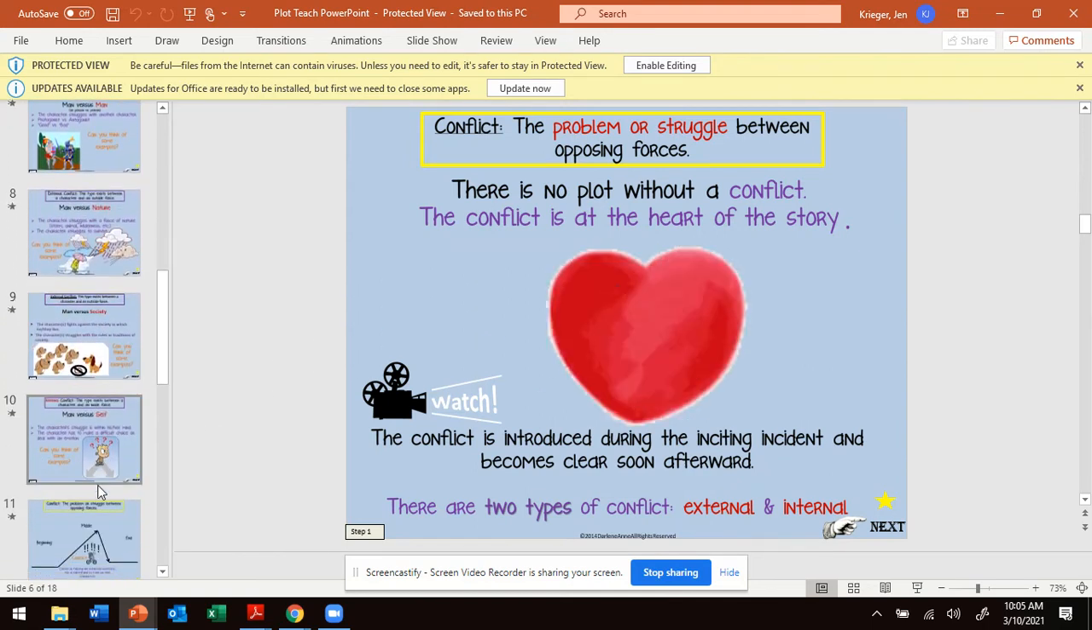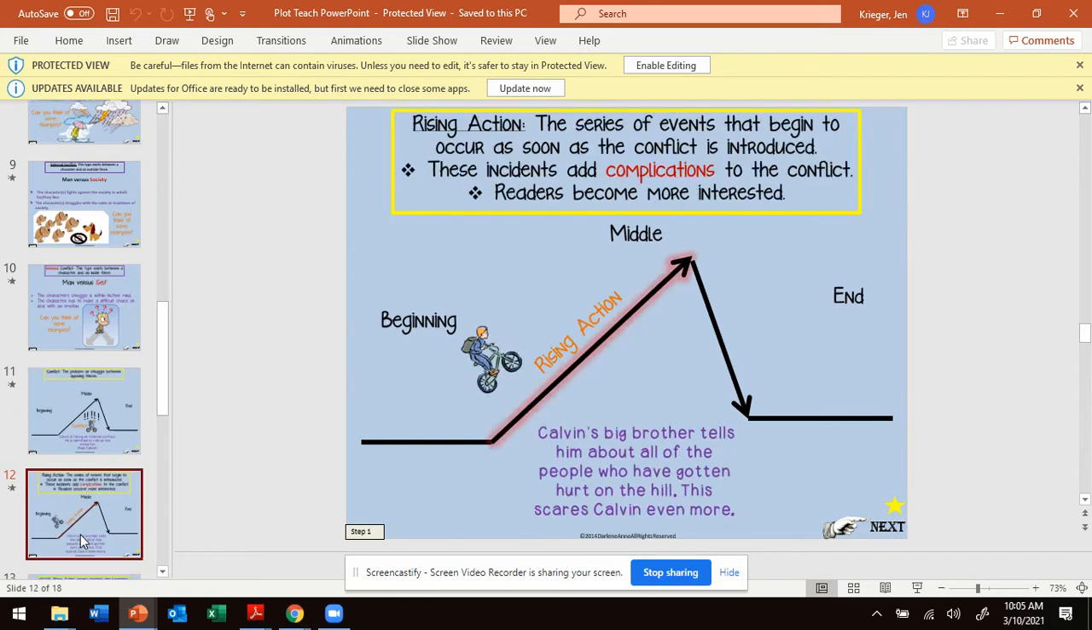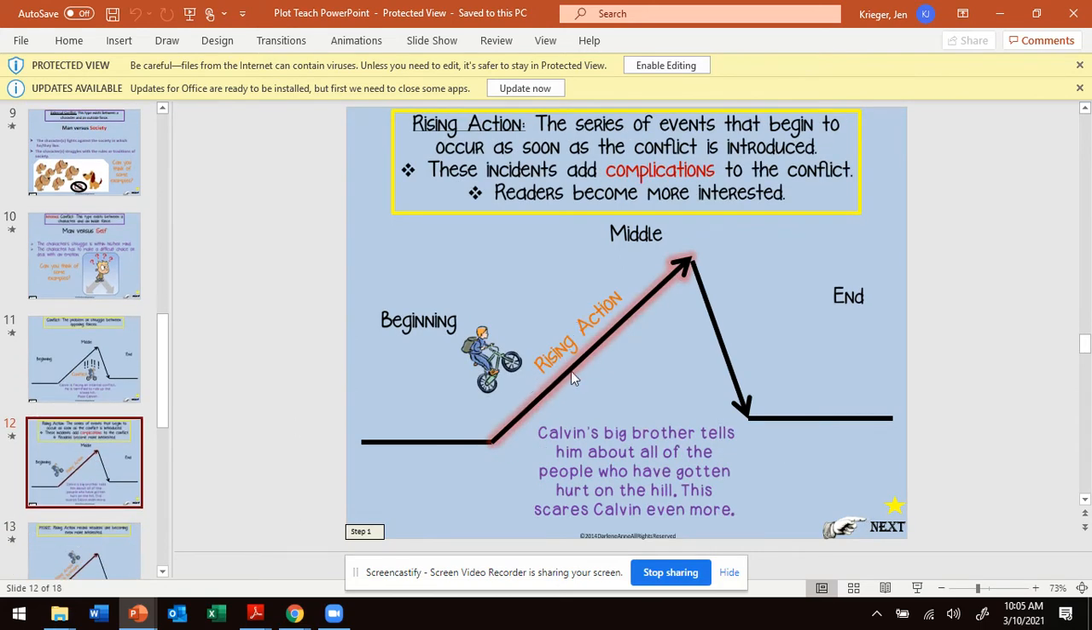We're going to keep going in that plot diagram. Next, Calvin is facing an internal conflict, which means within himself. He is terrified to ride up that steep hill. Poor Calvin. So that is his main problem. Then we get to the rising action, which is right here in the diagram. It's a series of events that begin to occur as soon as the conflict is introduced. These incidents add complications to his conflict. Readers at this point usually become more interested in the story.